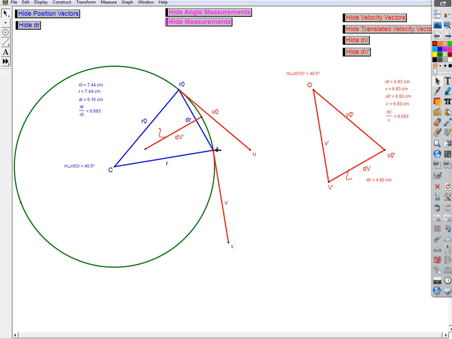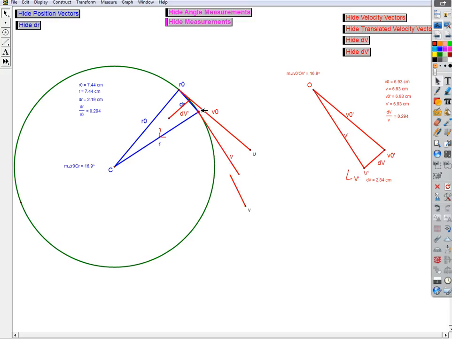Now in calculus, what we would say is, okay, well, let's take this process and instead of making this a big change in velocity and change in position, let's make this a really, really small one.